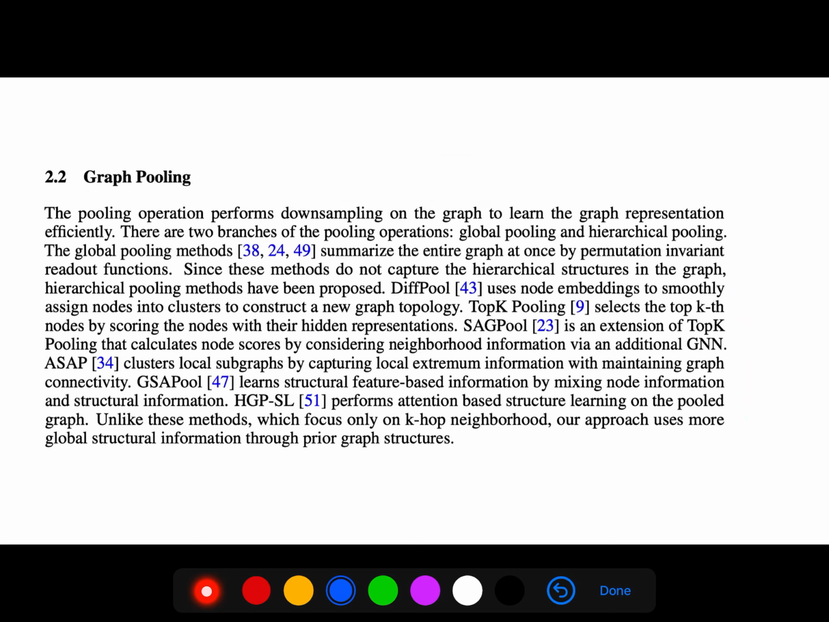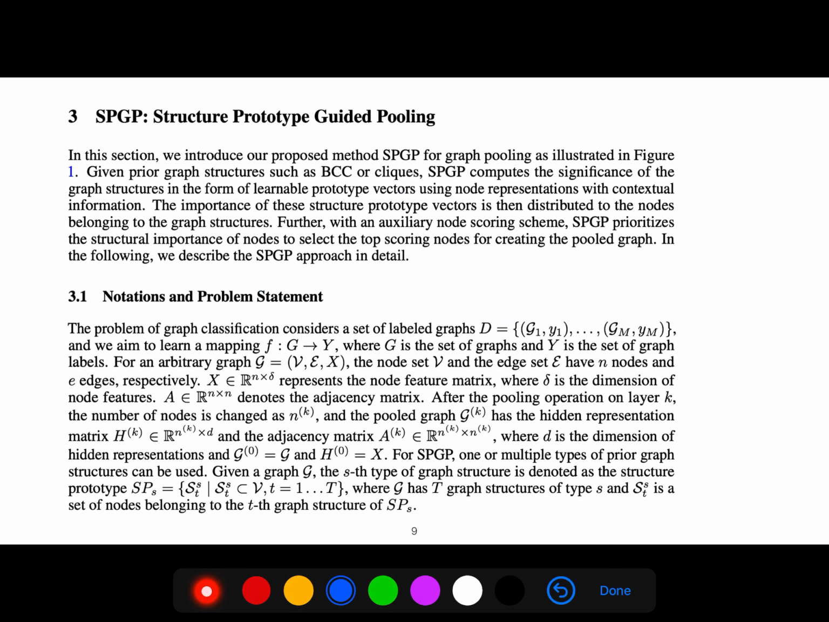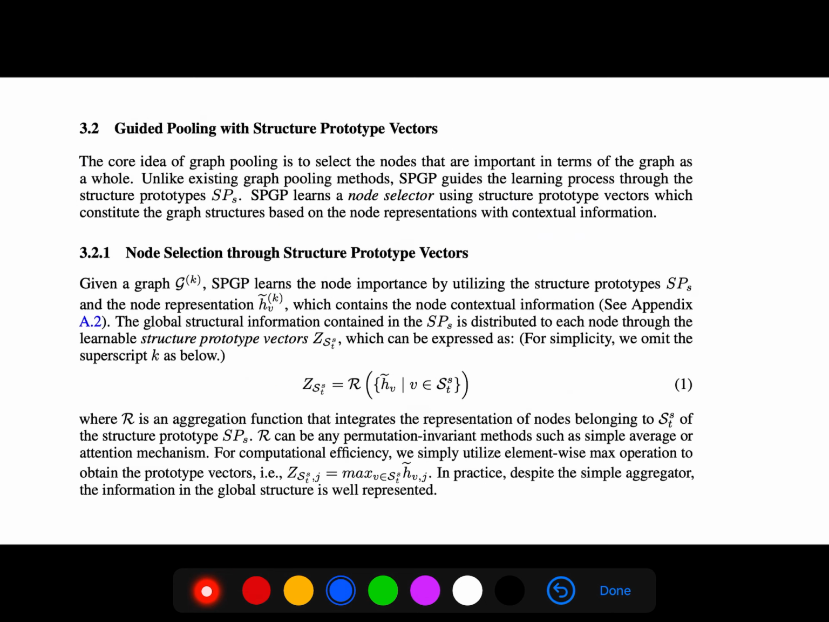We have global pooling and hierarchical graph pooling. For example, DiffPool, Top-K, SAGPool, these are hierarchical pooling methods that I've explained in different videos. So the core idea of graph pooling is to select the nodes that are important in terms of the graph as a whole. Unlike existing graph pooling methods, SPGP guides the learning process through the structure prototypes.